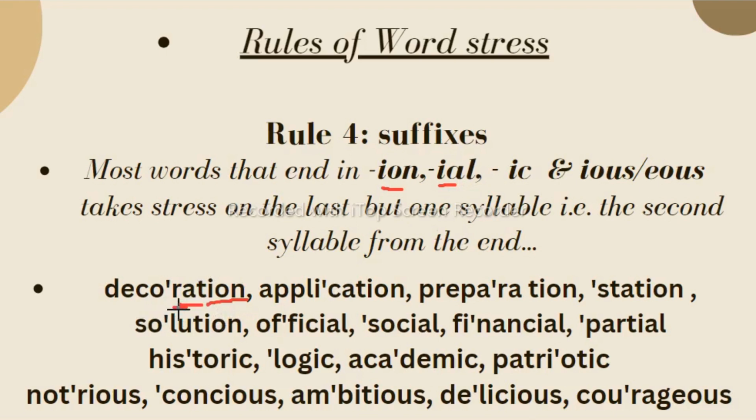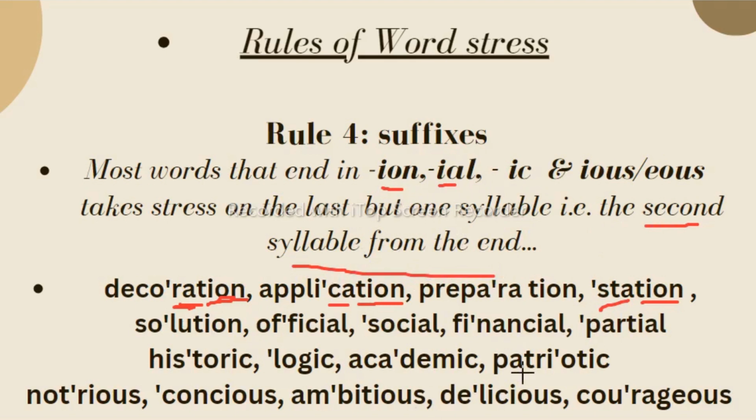Decoration: this -ra- is the second last and this one is the last syllable. Application: this -tion is your last syllable and we are taking stress on this -ca-. Preparation, station: because in station, this is your last syllable and this is the second last syllable, so we are taking the stress on this. As you can see here, we have to take the second syllable from the end if you have these suffixes.